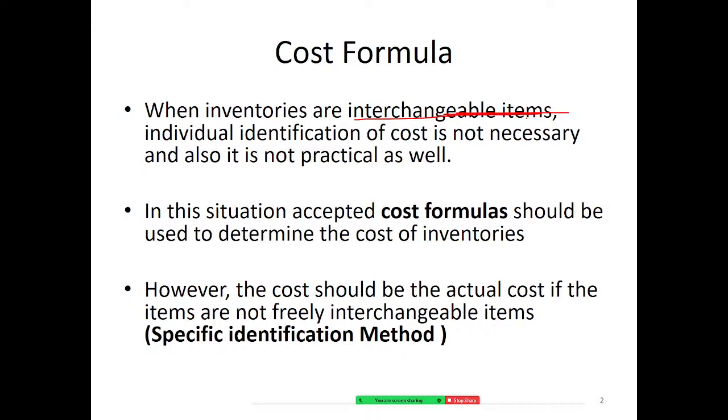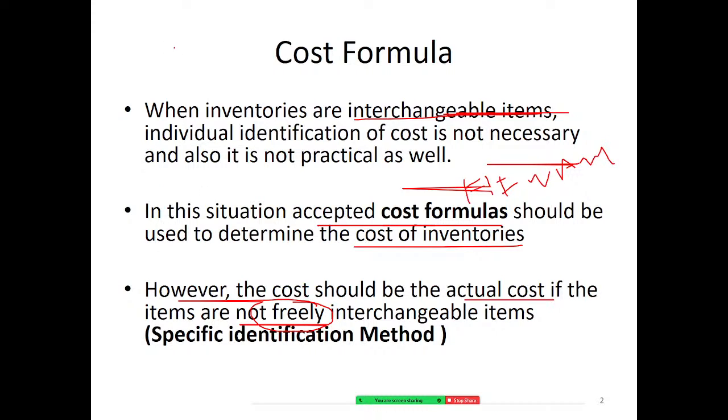homogeneous. So when inventories are interchangeable items, individual identification of cost is not necessary, and also it is not practical as well. In this situation, accepted cost formulas should be used to determine the cost of inventories. The accepted cost formulas mean FIFO and weighted average method. However, cost should be the actual cost if the items are not freely interchangeable. So there are some items where the costs of particular items differ from each other.